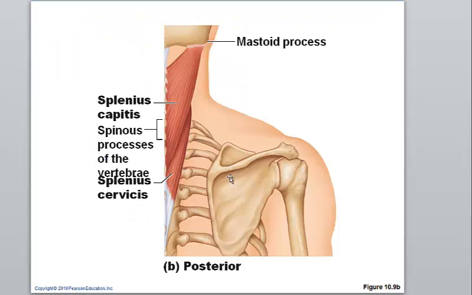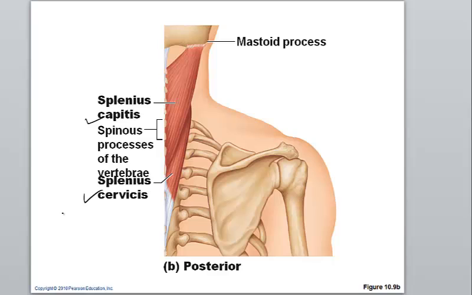Then the posterior portion of your neck, you have your splenius muscle. The splenius muscle has different portions. Just like scalene, you have anterior, middle, posterior, you have splenius capitis and cervicis. Why do you have capitis? Wherever you see capitis, it means head. Cervicis means neck portion. This is for extension, hyperextension purpose.